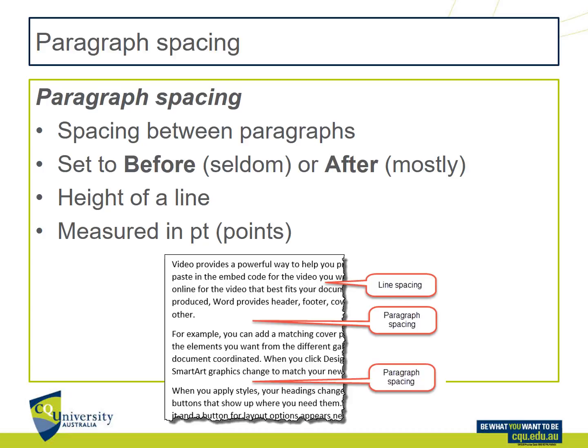It's the height of a line, so it's measured in points, and that's 12 points. This is not the same as the point setting for font size. Those are commercial settings. These are actual line heights. So if you look at the diagram there, you can see that the line spacing is between the text in a paragraph, but the paragraph spacing is between two paragraphs. Click now to go to the next slide.